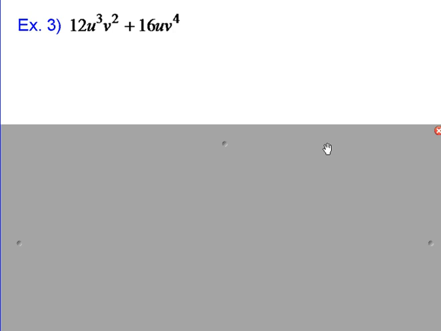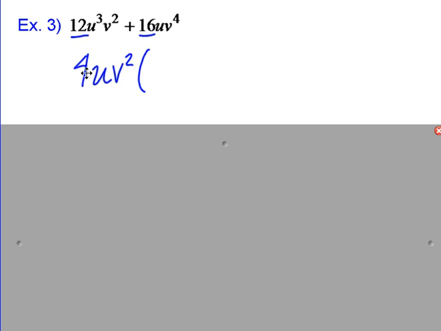Okay, let's take a look at a couple more. Again, we have 12u to the third v squared plus 16uv to the fourth. When we look at 12 and 16, we know that 4 is the greatest common factor there. Here are 3 u's and 1 u, so 1 is the most that can come out. v squared and v to the fourth: v squared is the most that can come out.